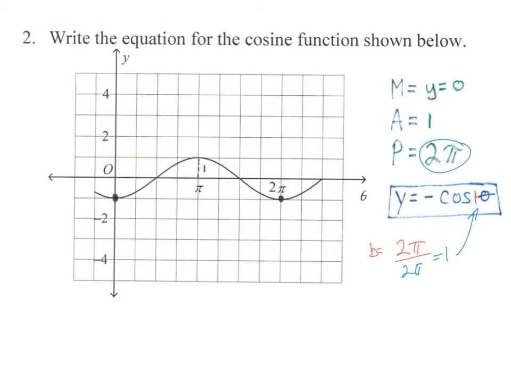Also, you can notice that if your period is ever 2 pi, this is just going to be an x or a theta. The b value is just 1 and it doesn't change. You don't see a 1 when you write it.